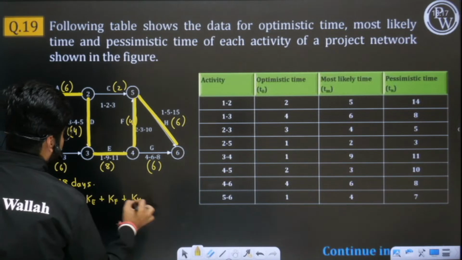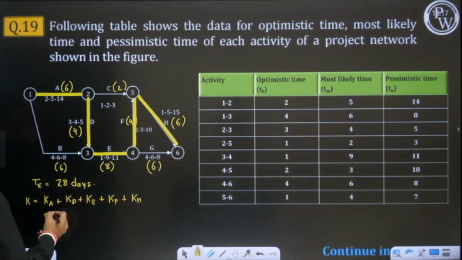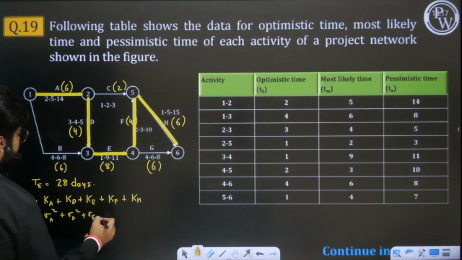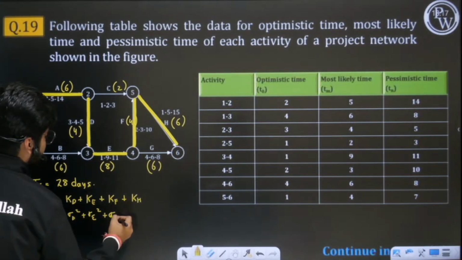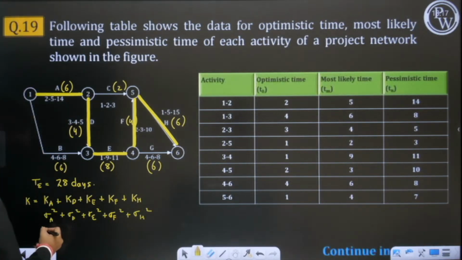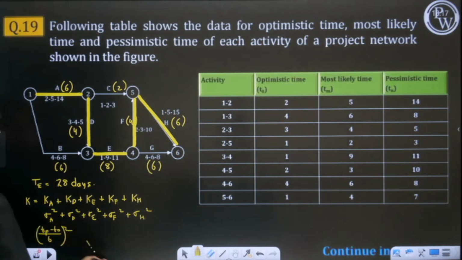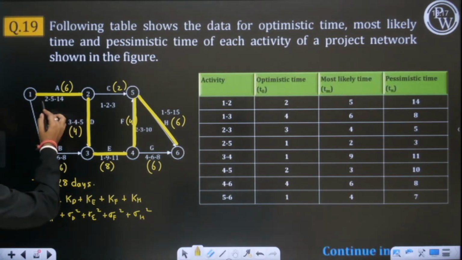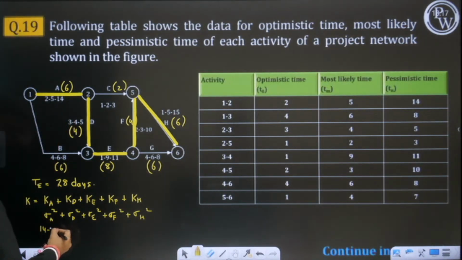Okay, how do I find variance? Variance is nothing but sigma square. And how do we find sigma? I hope you know the formula for sigma. The formula for sigma is Tp minus T naught upon 6, whole square. So Tp and T naught are given to you for all of the activities. So for A, 14 and 2 are there. So we will do 14 minus 2 upon 6 whole square.